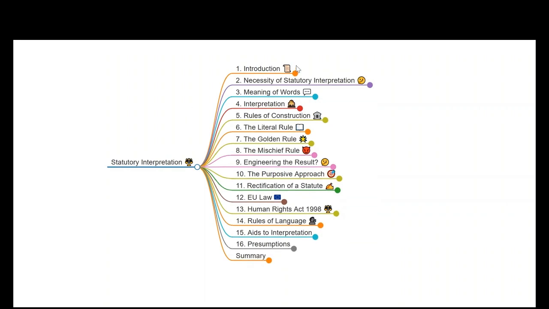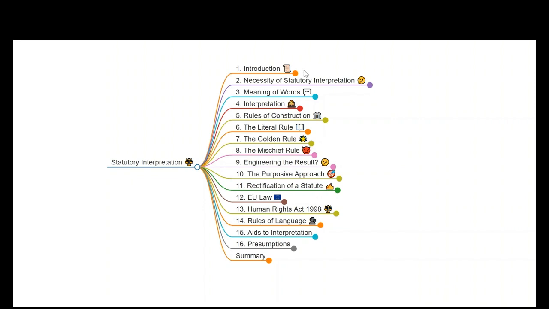With the rise of democracy, legislation has become the dominant source of English law. But what happens when laws are unclear? That's where statutory interpretation comes in. In this video, we'll break down the principles, rules, and approaches that courts use to interpret legislation. We'll be following the mind map on screen.